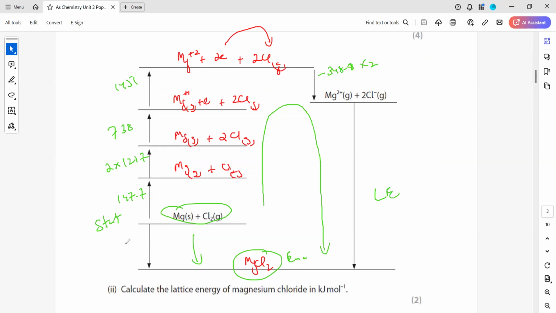So this will be negative 641. Now what we have to do, we identify where the two arrows are pointing out, that is the start of the cycle, and where the two arrows are pointing in, that is the end of the cycle.